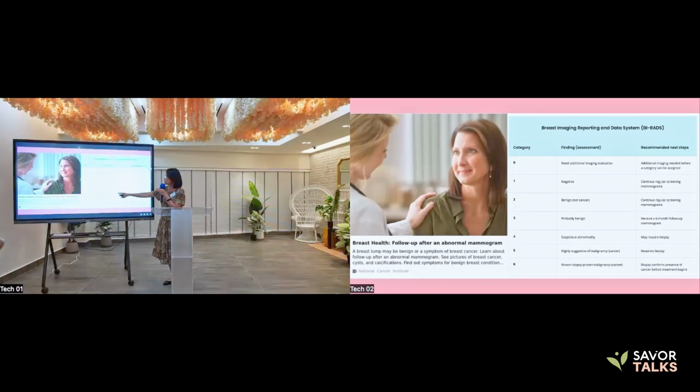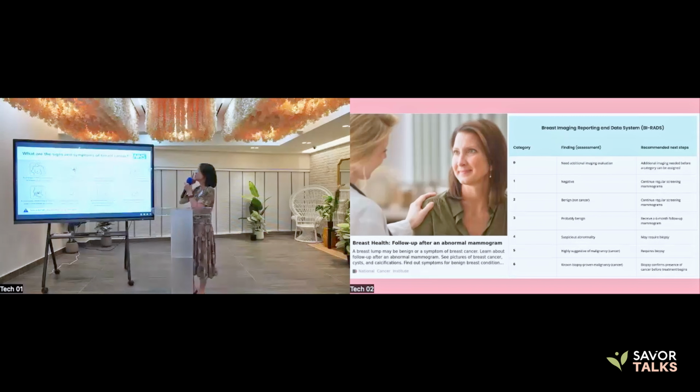Okay? And this one, category four, is very suspicious, so we may do a biopsy. And category five is very suspicious of cancer, so we really need to do a biopsy. And then category six is even more dangerous. Okay? So the bigger the number, the more dangerous it is.